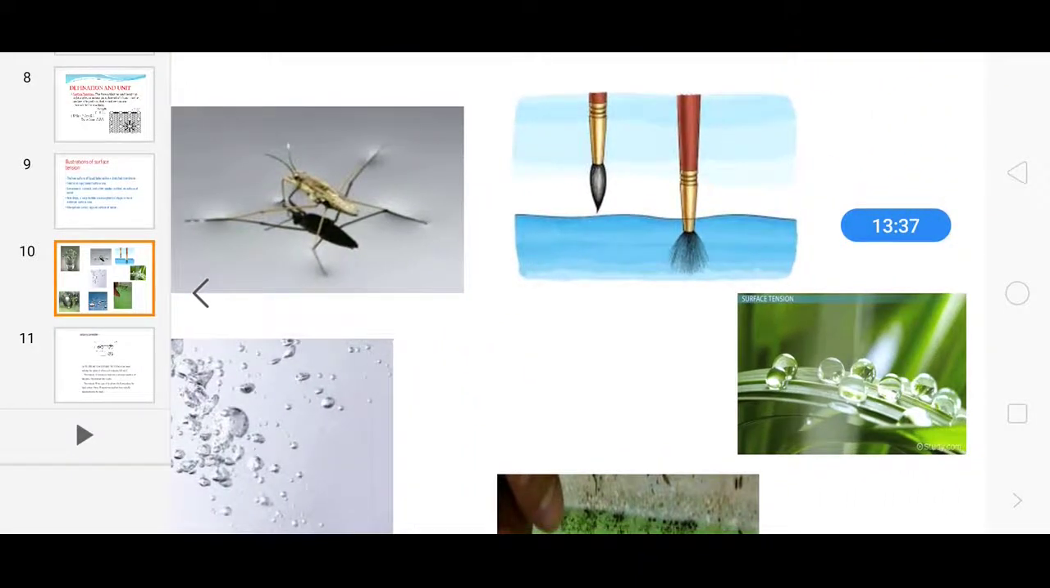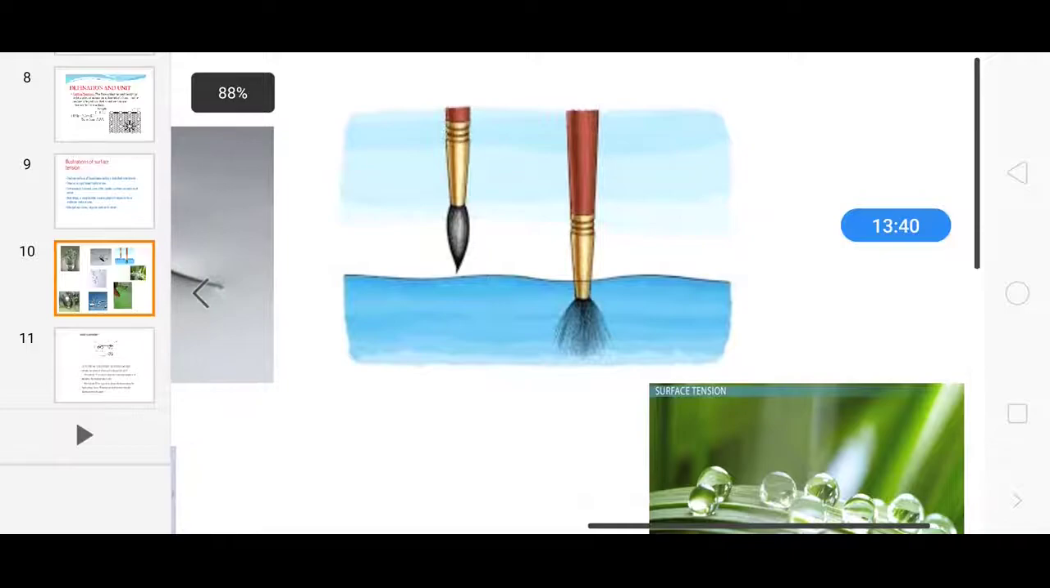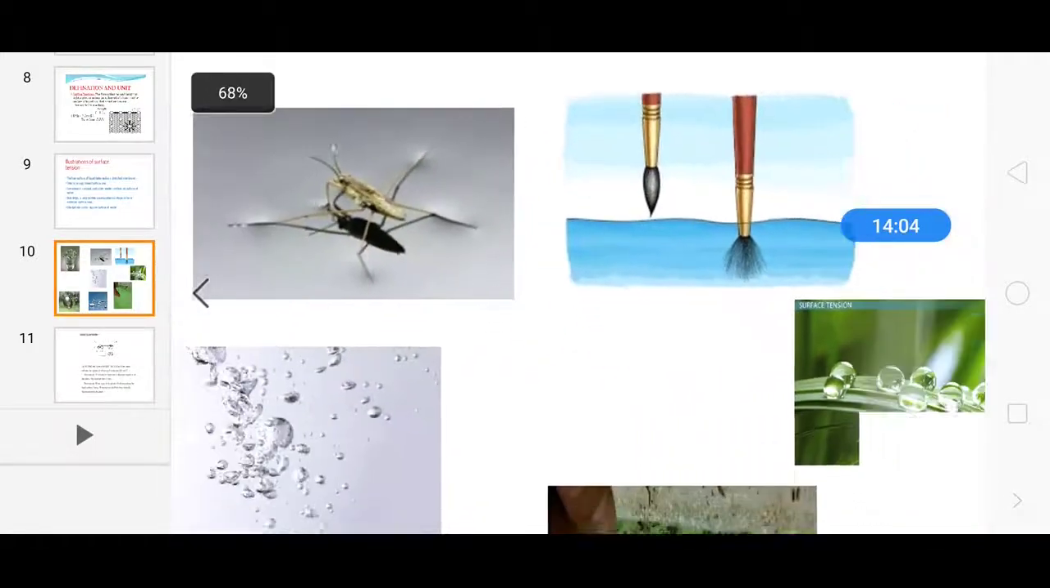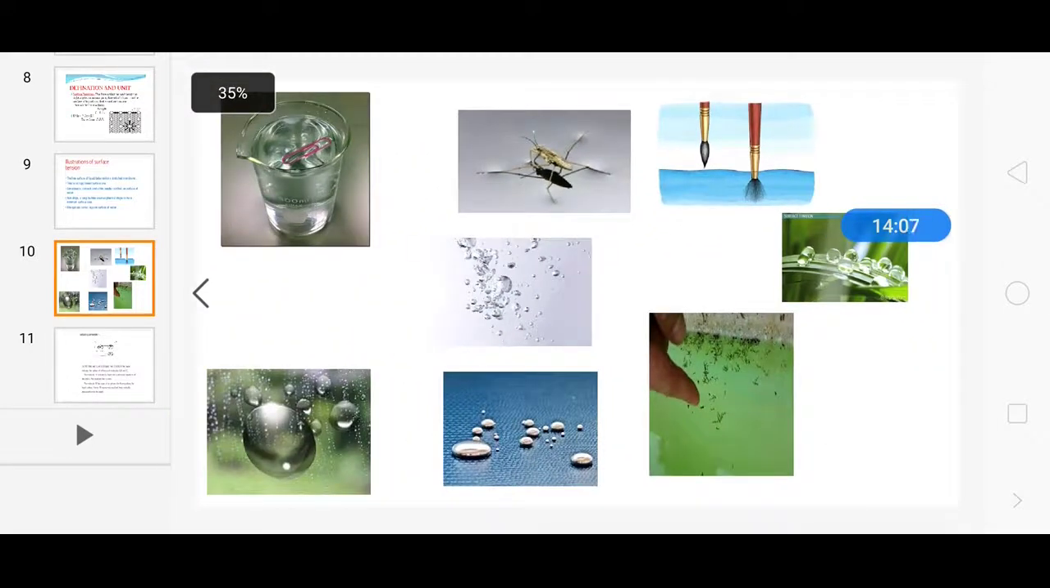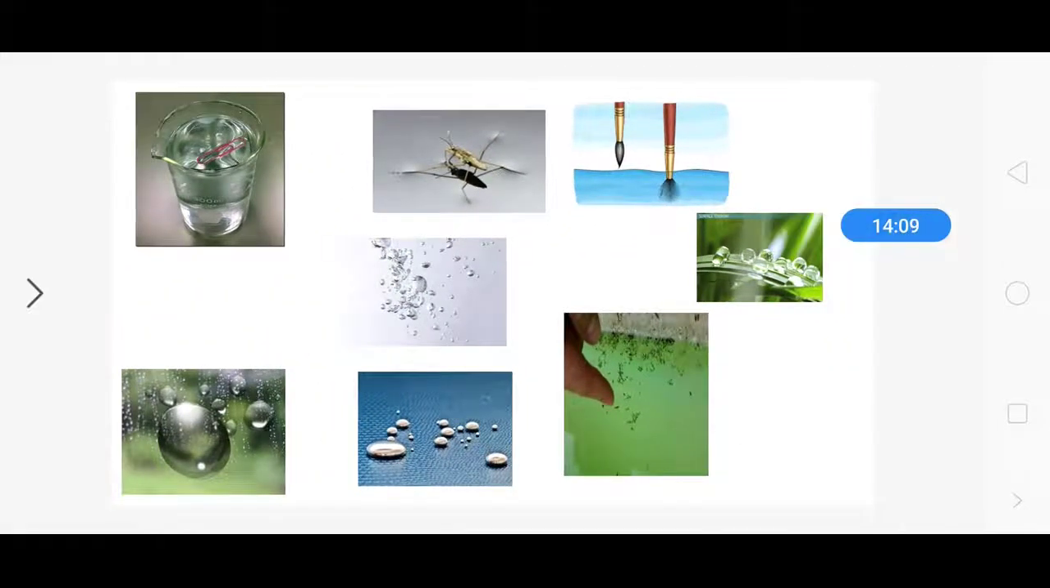Here, if you observe the brush, when we put the brush into the water, the hairs of the brush will spread out, and when we take it out, they are linked together. Why? Because of capillarity. We will discuss capillarity in the next slide. So these are some examples of surface tension.